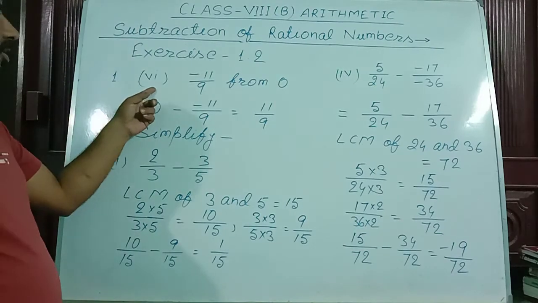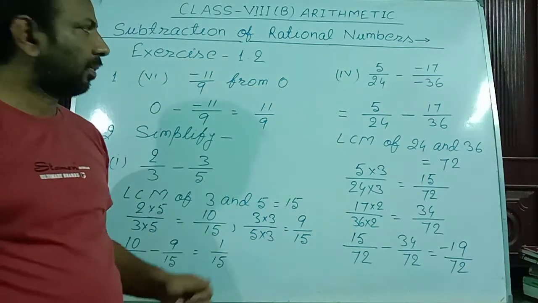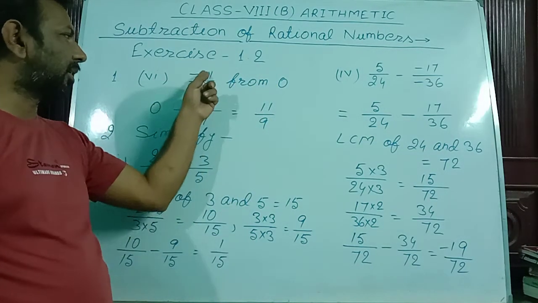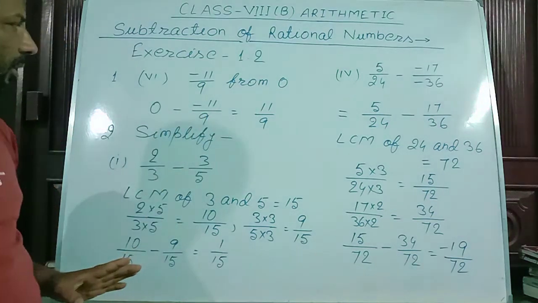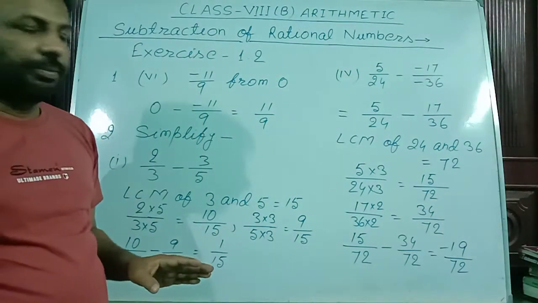Question number 1, Roman number 6. Minus 11 by 9 from 0. So I wrote at first 0, then minus, and this minus 11 by 9. So this minus minus became plus, that became 11 by 9.